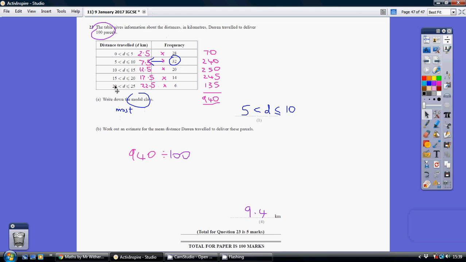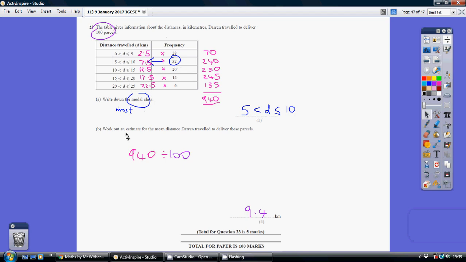The best we can do is to go straight down the middle and take the midpoint. 22.5 is halfway between 20 and 25. 17.5 is halfway between 15 and 20, and so on. If you can't see those by sight, it's easy to work out the midpoint. Just add the two numbers together and halve it. 20 and 25 would be 45. Half of 45 is 22.5.